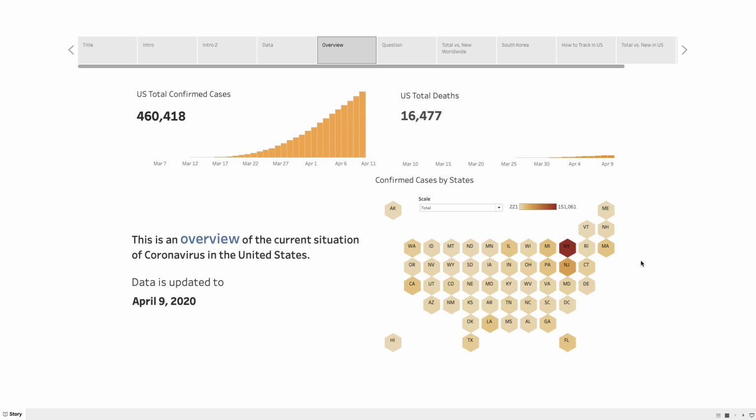And down here, the hex map gives us a clear view of different states. We can see New York now is heavily affected by the disease, but as we change the scale to cases per million, we can see that states like Louisiana, New Jersey, and Massachusetts also pop up.